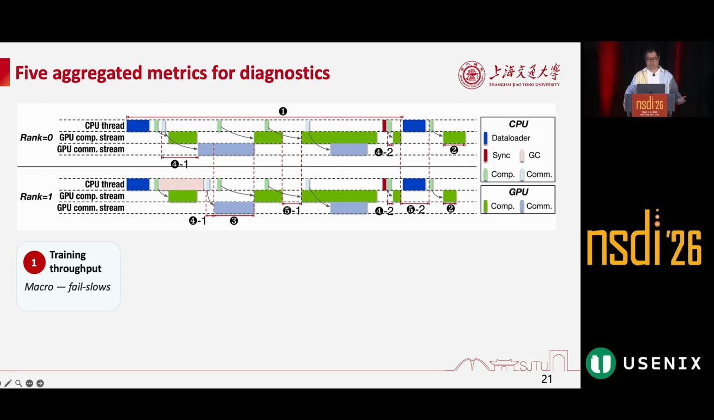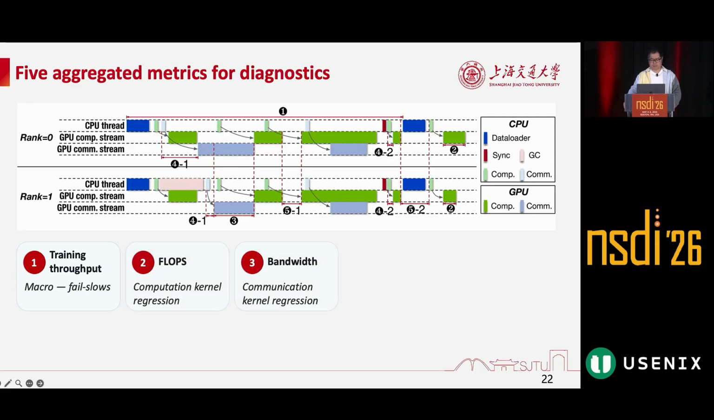So we aggregate this tracing data into 5 metrics. Let me build them up one by one. First is the training throughput. This is a classical macro metric. It catches the fail-slow problems, but as we said, the blunt regression can't be solved by this metric. So we need more. Next, 2 kernel-level macro metrics, FLOPS and bandwidth.